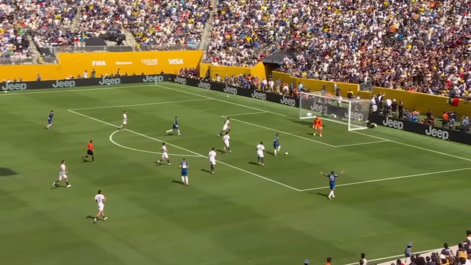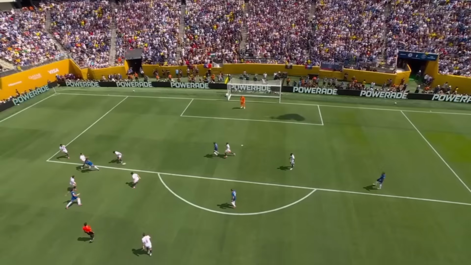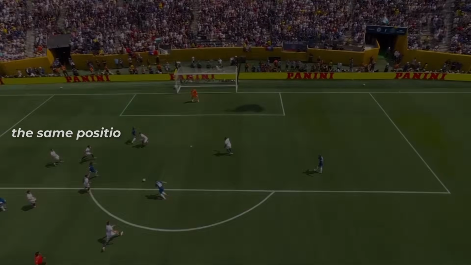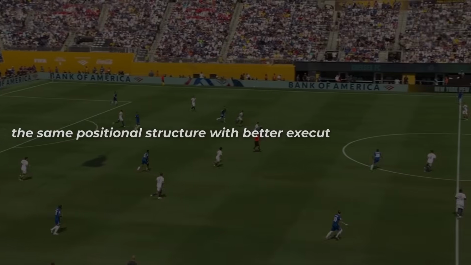So I think the point is clear. Maresca had been criticized for his controlled structural approach, but now he is silencing his critics by using the same positional structure with better execution from his players.